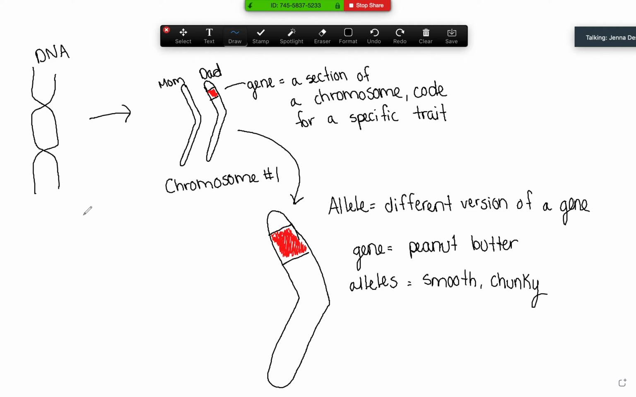So in terms of a science example, let's say I have a gene that codes for eye color and determines what color eyes I'm going to have, all right? The alleles would be the specific types of eye color, like blue eyes, brown eyes, or green eyes, for example.